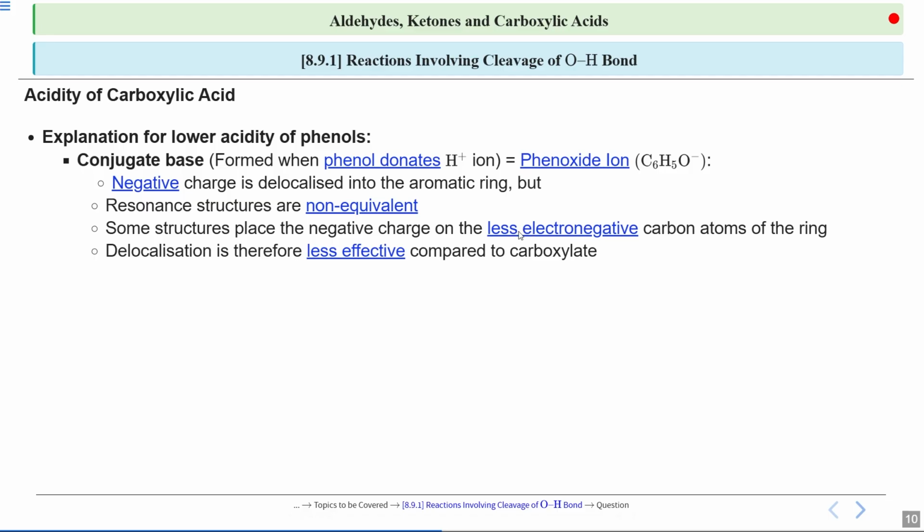Because of these non-equivalent resonance structures and the placement of the negative charge, the delocalization of the charge in the phenoxide ion is less effective. This means that this ion is not as stable as it could be. As a result of this lack of delocalization, the phenoxide ion is less stabilized.